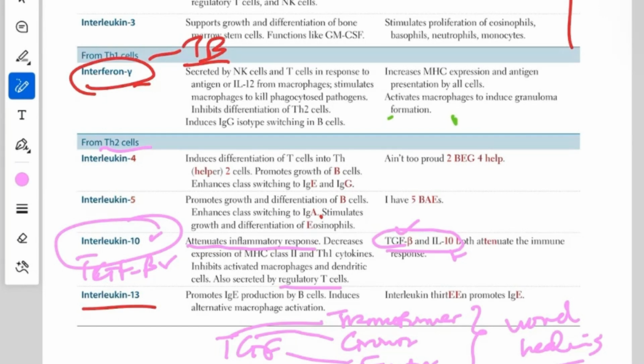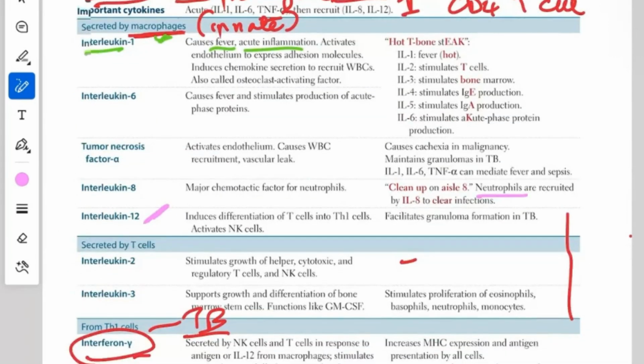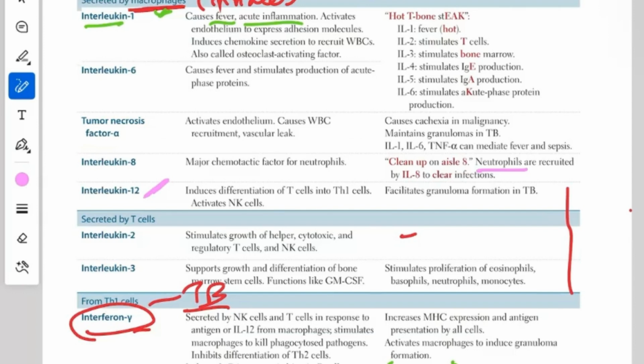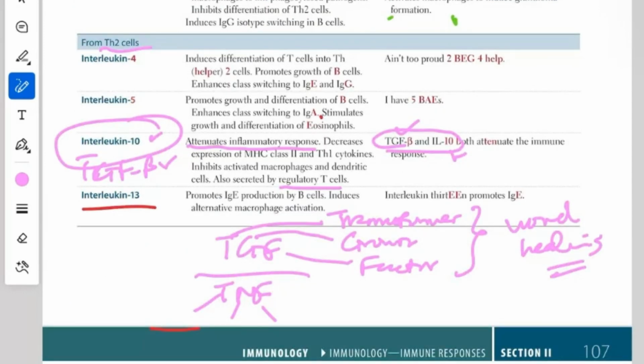So those are the things you need to remember. All the other cytokines you're seeing on this table are involved in inflammation one way or the other. But these two, interleukin 10 and transforming growth factor beta, no inflammation. They are anti-inflammatory. If they tell you interleukin 10, anti-inflammatory; TGF beta, anti-inflammatory.